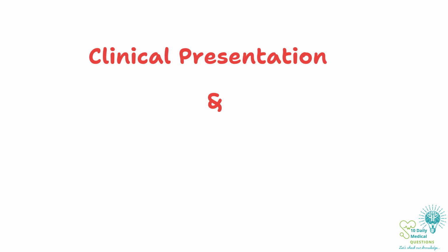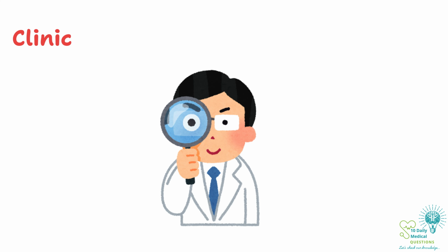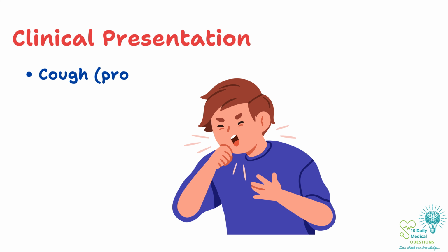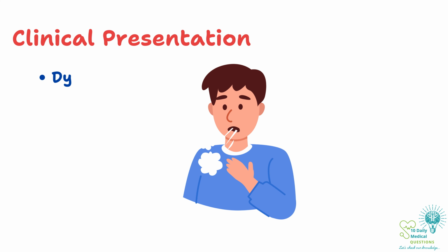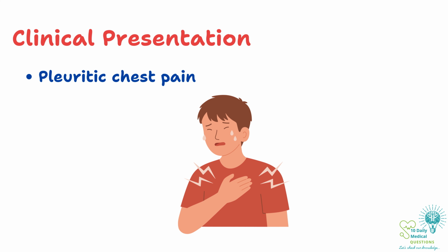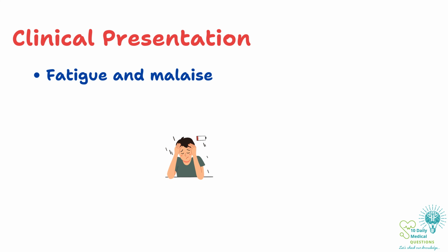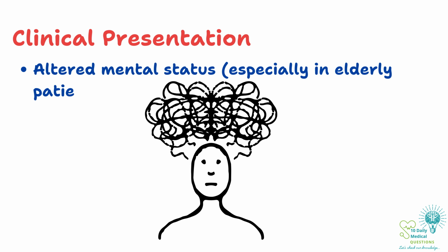Clinical presentation and differential diagnosis. Let's talk about the clinical presentation of pneumonia, an essential part of recognizing and diagnosing this condition. Typical symptoms include cough, which may be productive or dry, fever and chills, dyspnea, shortness of breath, pleuritic chest pain, sharp pain that worsens with breathing or coughing, fatigue and malaise. In elderly patients, altered mental status can sometimes be the only presenting symptom.